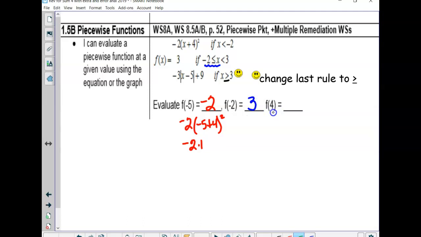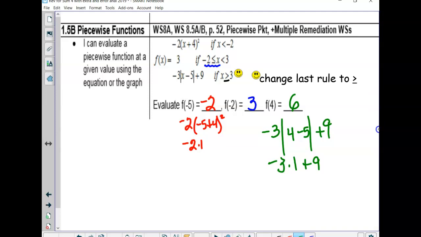The third one is put in a 4. Okay. The 4 is greater than 3, so we put it into the last one. 4 minus 5 is -1, but the absolute value makes it 1. So I have -3 times 1 plus 9 is 6, I think. Everybody good? Evaluate carefully, use your calculator if you need to, use parentheses, whatever you need to do to get those right, because that's just plugging in numbers.